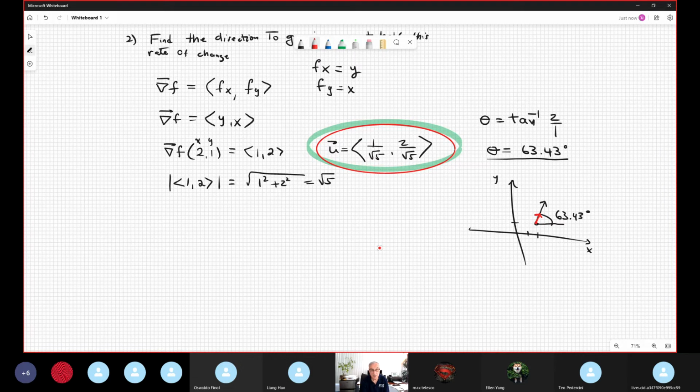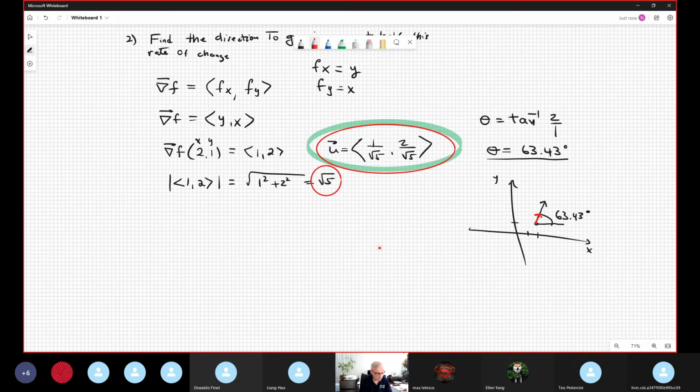Wait. So what is the rate of change? Steepest ascending? Well, it's the magnitude of the gradient, which is radical 5. Bang! This is the second answer. So when you are on this surface at the point 2, 1, and you go steepest ascending, you travel in the direction of the unit vector 1 over radical 5, 2 over radical 5, and the rate of change of your height is radical 5. Cool.